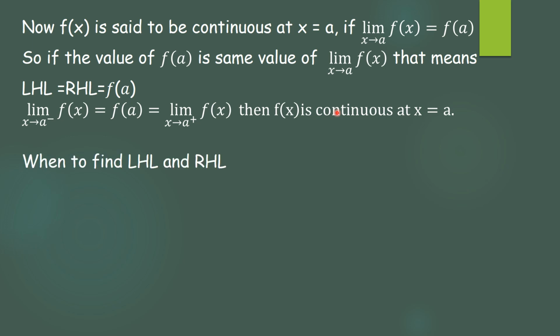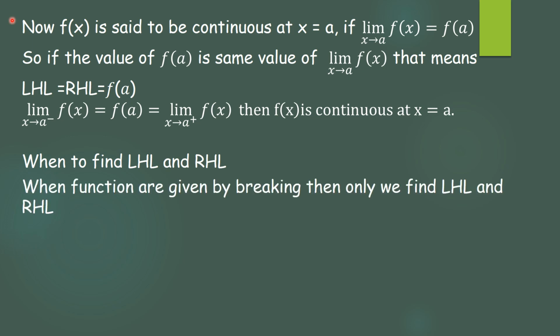Now every time we are not finding the left and right hand limit, so when do we find the left hand and right hand limit? In the first example we have taken, y is equal to 2x plus 3, the function was not given in broken parts, so we cannot find the left and right limit. We find them especially when the function is given in broken parts.